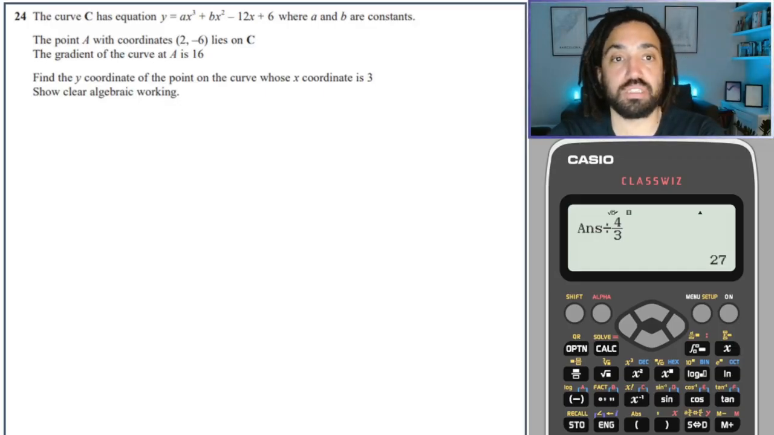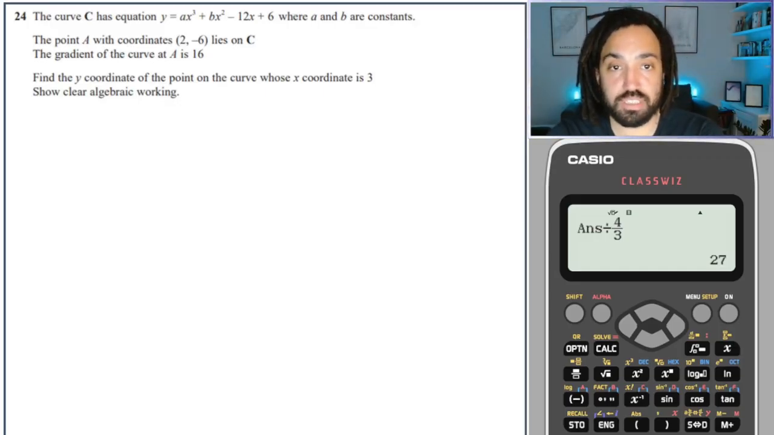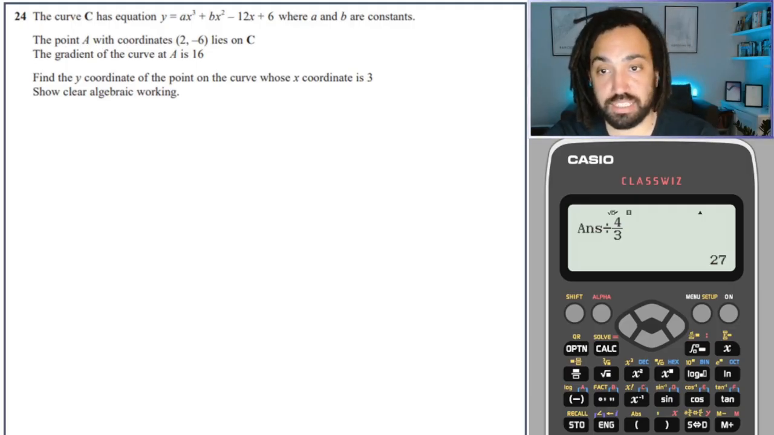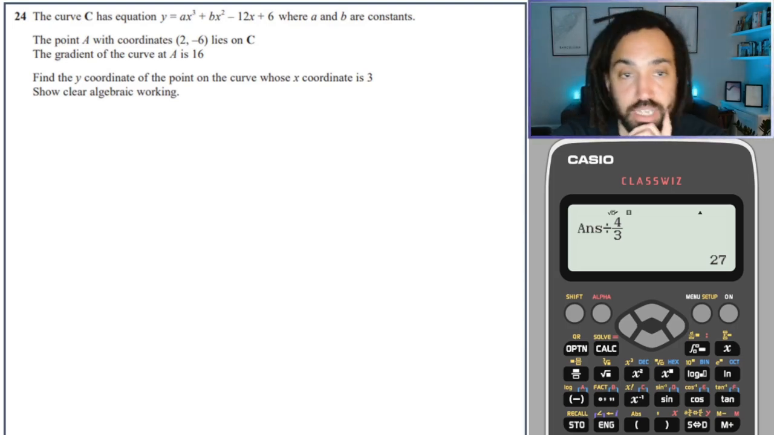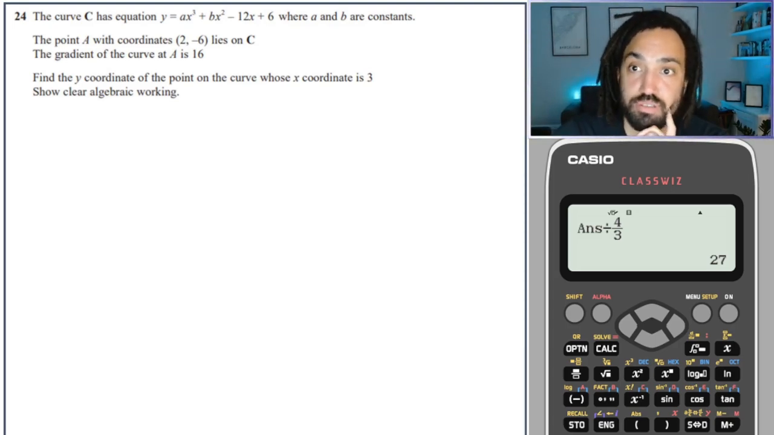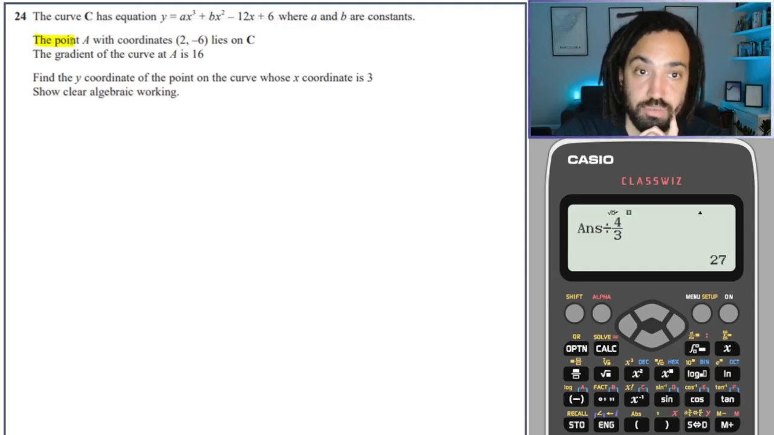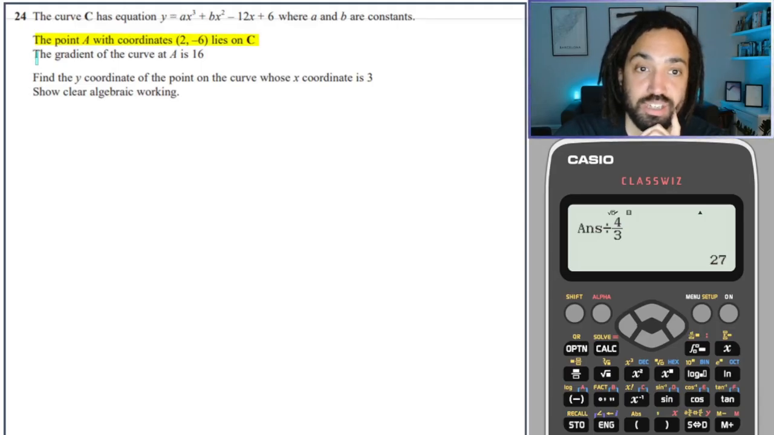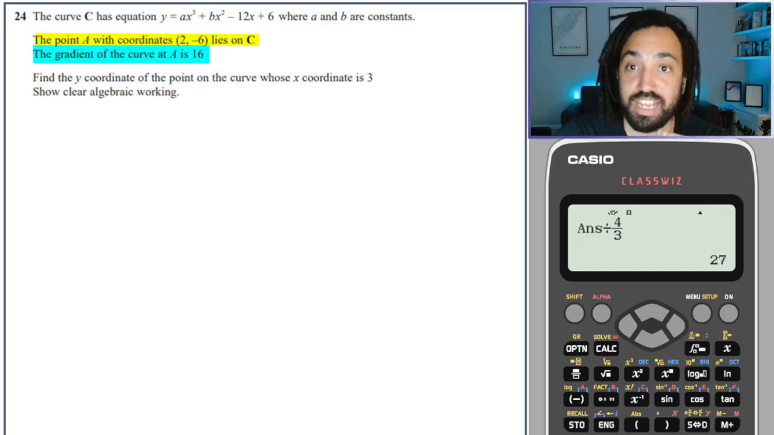Okay, last question. The curve has this equation, and the point A with coordinates lies on C. Okay, brilliant. And the gradient of the curve at A is 16. Great. I'm going to use those two bits of information because I can see at the moment I've got two unknowns in my equation for y. So I'm going to need two bits of information in order to find A and B.